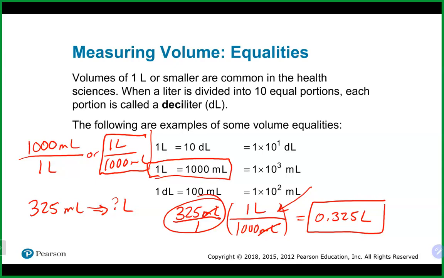And again, we get this by multiplying what's on top there. So 325 times 1, and come back and divide by 1,000 basically on the bottom there to get to that answer. Any questions on that there?